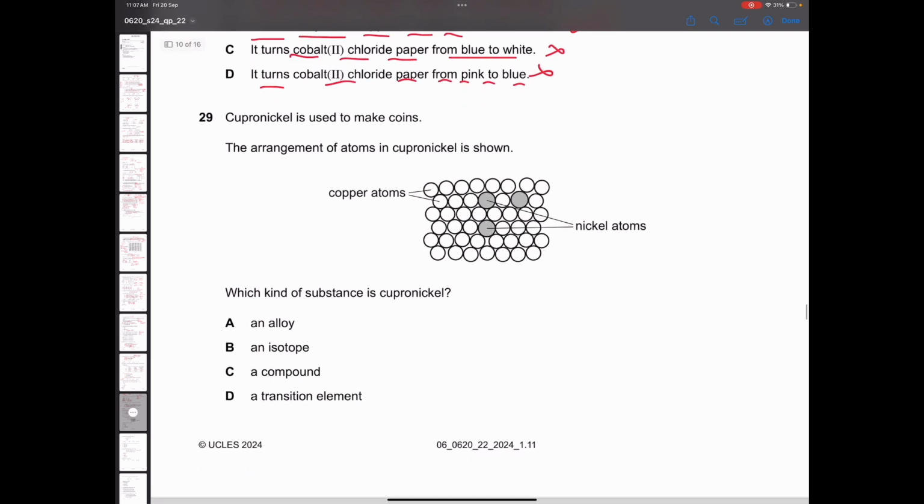Question number 29. Cupro nickel. From this word, it should be clear in your mind that it is made up of a combination of copper and nickel. And when you combine two or more metals together, that is an alloy. Alloys in their structure have different size atoms. Copper's atomic size will be different from nickel's atomic size. And this is what you can clearly see here. The white ones are the copper atoms, and the ones in gray with a slightly larger size are nickel atoms. So this tells us that this is the alloy combination. So the answer is alloy, which is E.